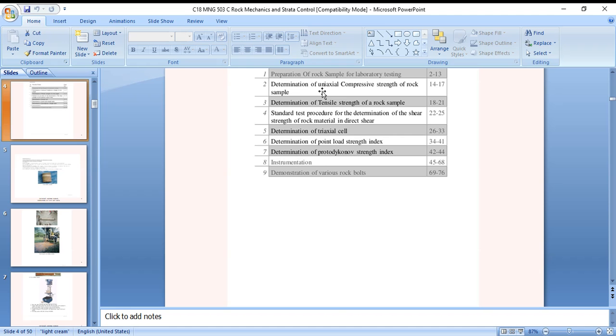Preparation of rock sample. Then the determination of uniaxial compressive strength of the rock sample. How to find the tensile strength, the shear strength, and so on. These are the other additional rock properties.